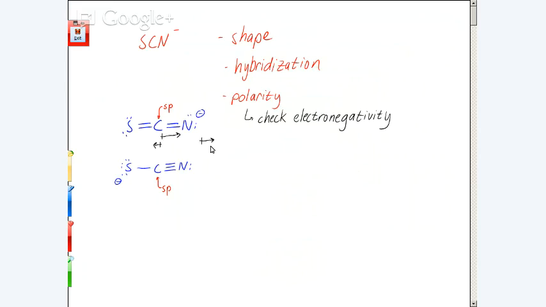Now if you have a totally symmetric molecule, whether it's linear or pretty much any of the other totally symmetric shapes, trigonal planar, tetrahedral, octahedral, trigonal bipyramidal, whatever, if they're symmetric and they have the same atoms all the way around, there's a good chance that's not polar because they're all going to cancel each other out. It's when you see these differences that you can start to think, well, yeah, there's probably polarity here.